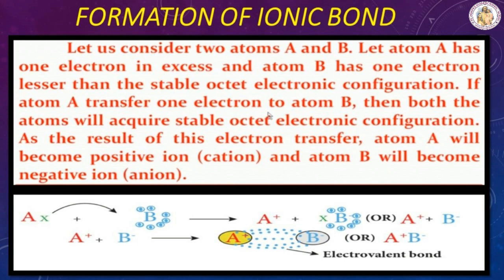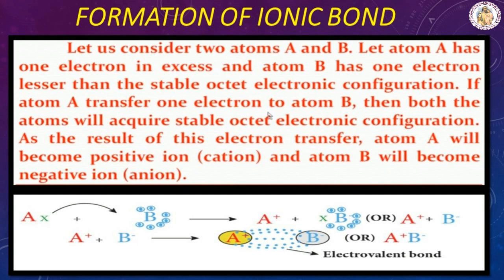You know that the octet rule means in the outermost shell how many electrons should be there? 8 electrons. That is called the octet rule. So atom B needs one more electron to complete the stable electronic configuration. Atom A has an excess electron. So if atom A transfers one electron to atom B, then both atoms will acquire what?